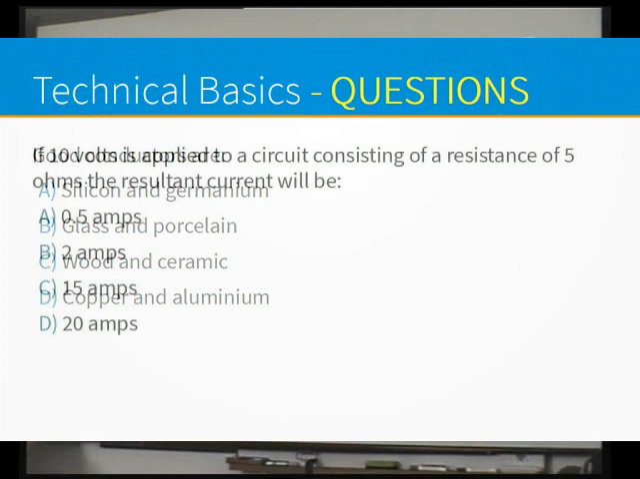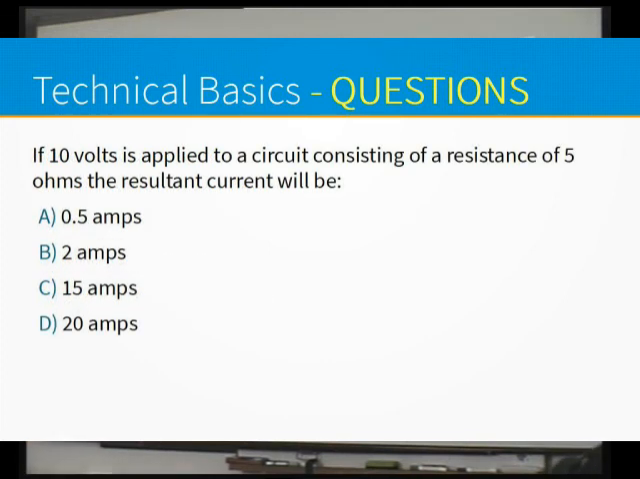Now, here's a good example of Ohm's law. If 10 volts is applied to a circuit consisting of a resistance of 5 ohms, so what you're given is E and R. E equals I times R, so it's E over R. So it's 10 divided by 5, which is 2 amps. That's the sort of question you'll be given.